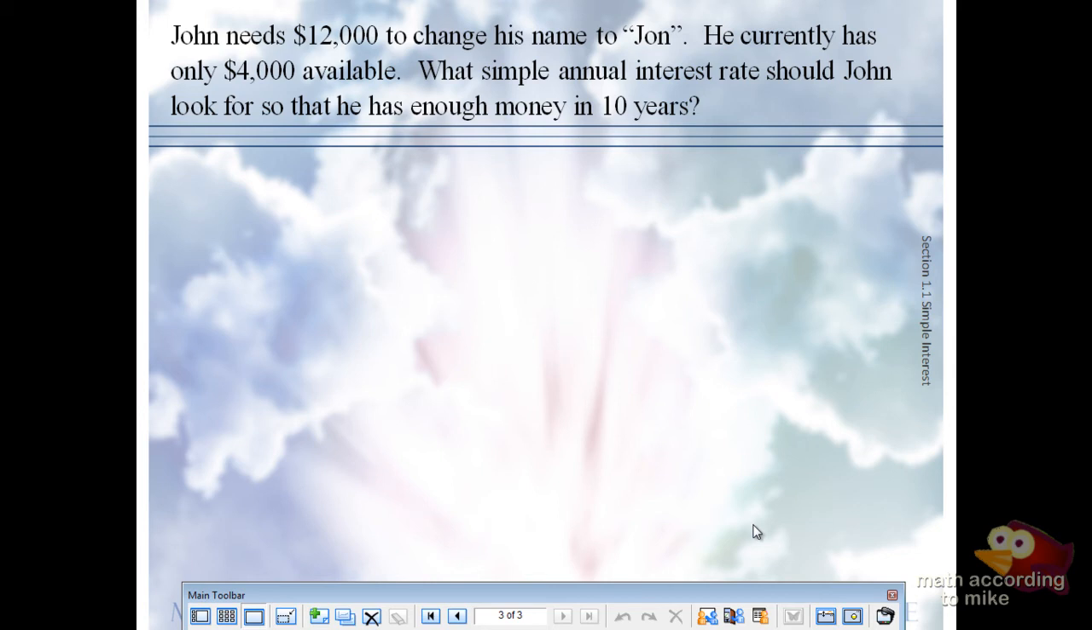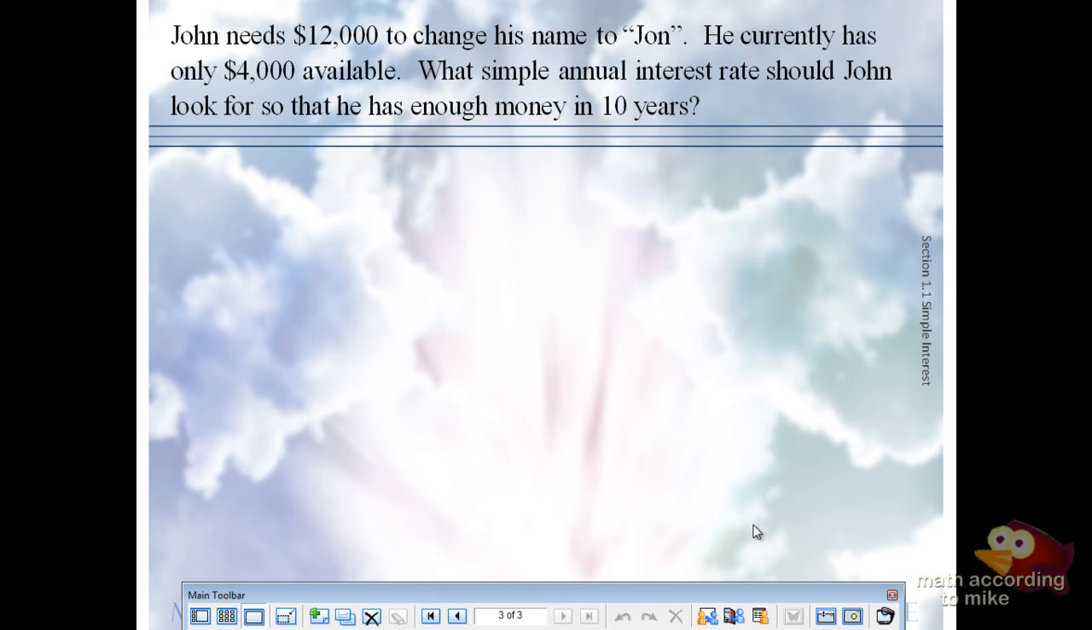So here it says, what simple annual interest rate should he use? What letter are we trying to solve for? R. Good. He wants to go from 4 grand to 12 grand in 10 years. So, just like before, we can use either one of the formulas. Which one would you like to use? Does not matter. We'll do both, but let's do the I one.